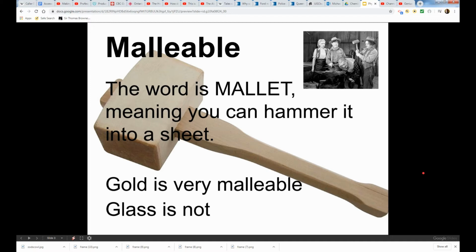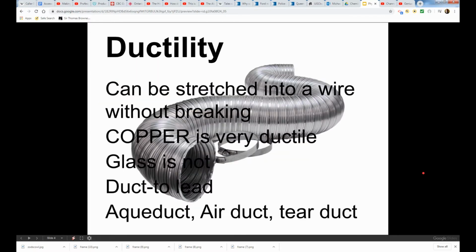So pure copper, pure gold, you could take a hammer to them and flatten them out into a really big sheet. In fact, gold is so malleable, you can hammer a sheet of gold till it's only a few atoms thick and it holds itself intact. Ductility means you can stretch it into a wire without breaking it. Copper is very ductile. Glass, of course, is not ductile.